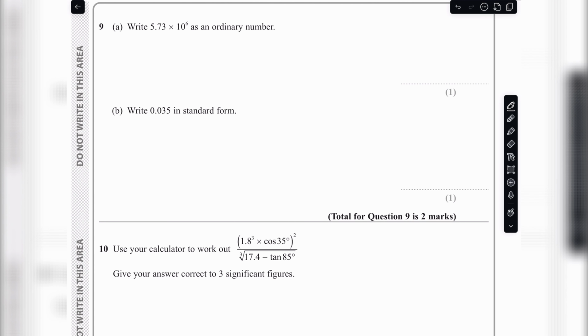In the first part of question 9, we are told to write 5.73 times 10 to the power of 6 as an ordinary number.